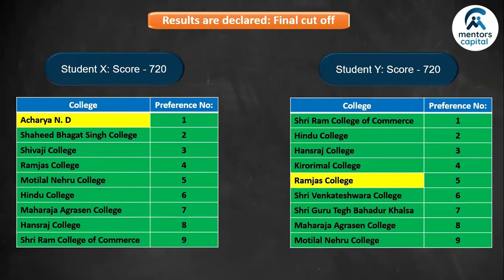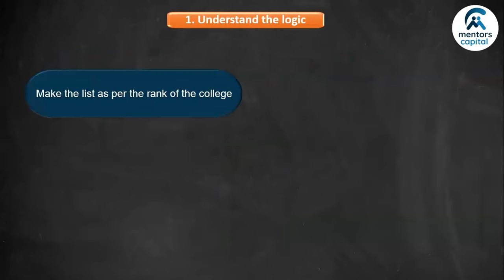So both the students had the same score, same subjects, but student X got admission to college Acharya N, whereas student Y got admission to Ramjas College. So with the same score, Y gets a better college. Why? Because his preference sheet was better and was logical, right? So the simple thing that you have to follow is make the list as per the rank of the college.